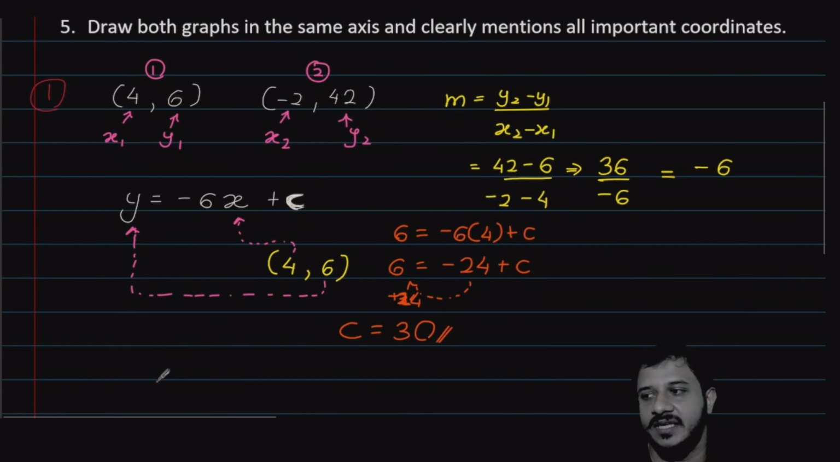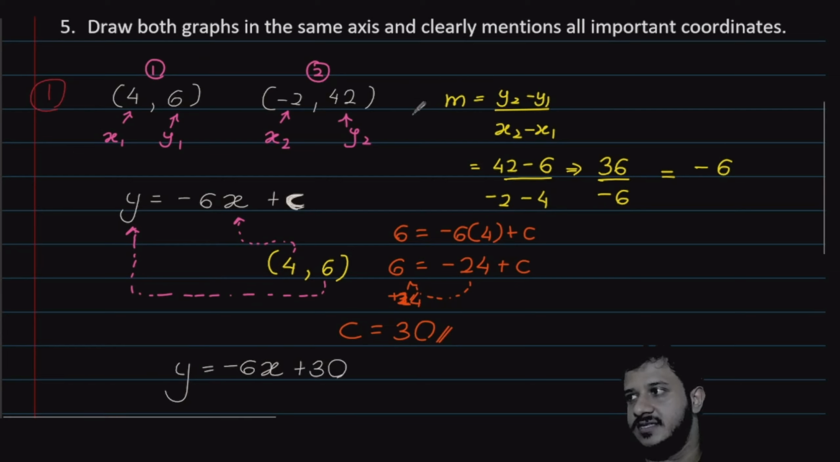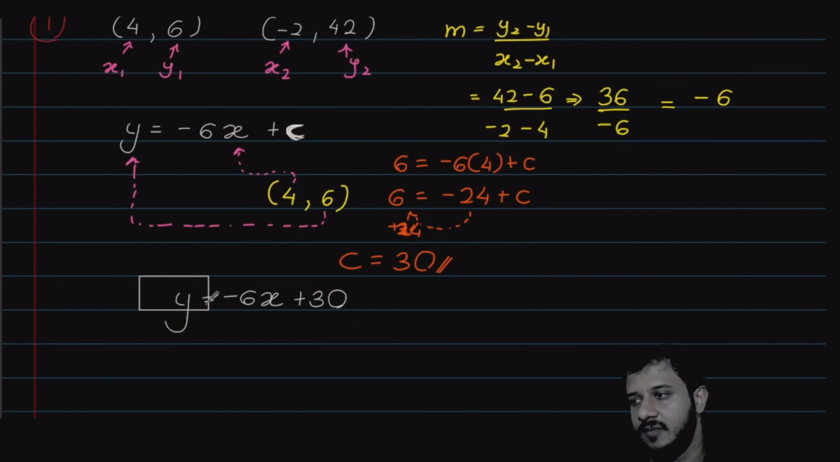That means my equation of the line will look like y is equal to negative 6x plus 30. Did that make sense? Yes. Both of you?